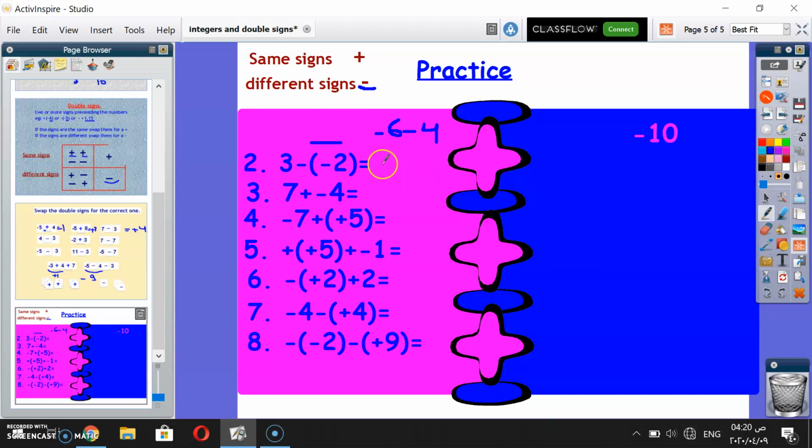Here we have minus and minus, so we replace them by a positive sign, so it will be 3 plus 2. We have two same signs. When we have two same signs, we put a positive sign, so 3 plus 2 is equal to 5.